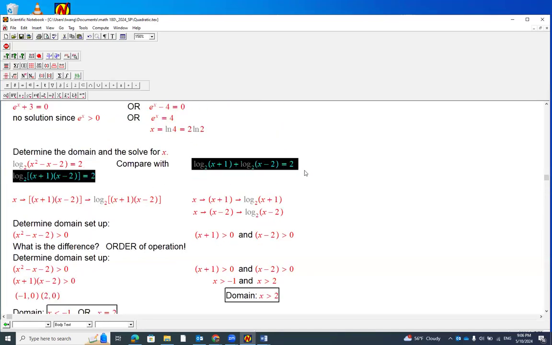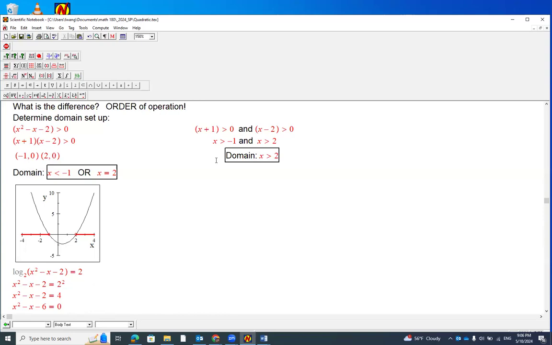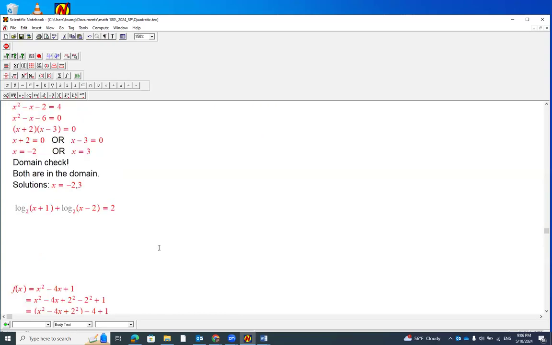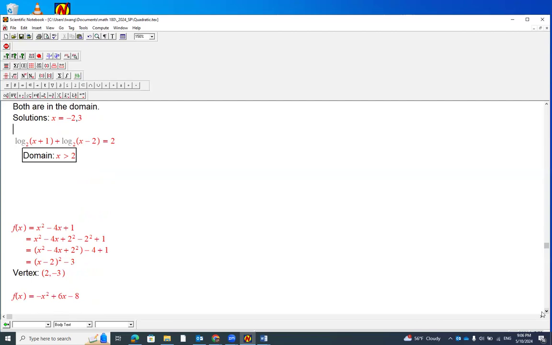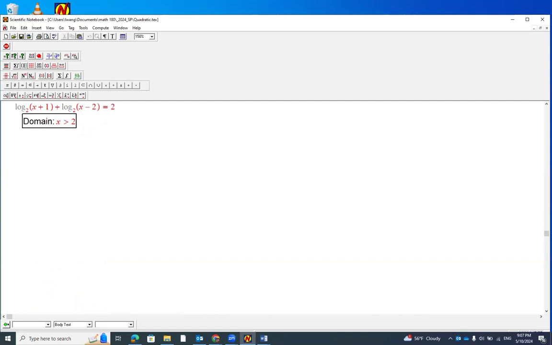Of course, this is a different question. Suppose you are given this equation, and we have determined the domain is x greater than 2. We're going to solve this equation. Forgive this math. I'm going to move it down, and then on this piece, we're going to apply the product rule.